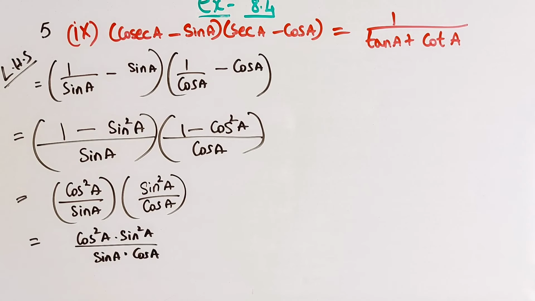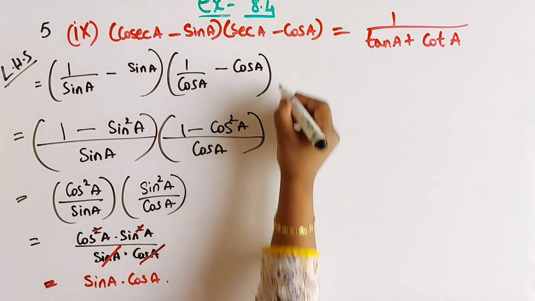Now see, sin A is here and 1 by sin A is here. Cos A is here and 1 by cos A, we can cancel. So what is the answer here? Sin A into cos A is the answer here. Now we will check the RHS side, children.